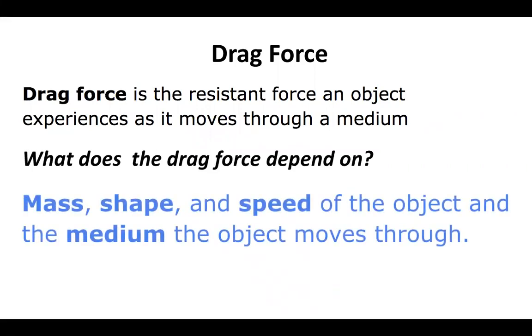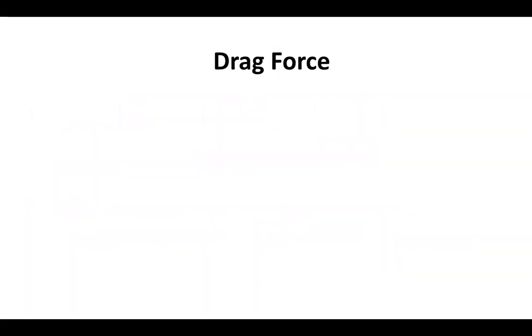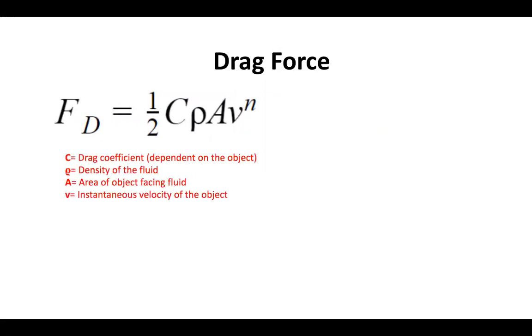Drag force depends on mass, shape, and speed of the object, and the type of medium that the object moves through. The equation that we use to describe drag force is equal to 1/2 times the drag coefficient. This is dependent on the object. Rho, which is the density of the fluid. A, the cross-sectional area facing the fluid. And V, the instantaneous velocity of the object raised to some power.